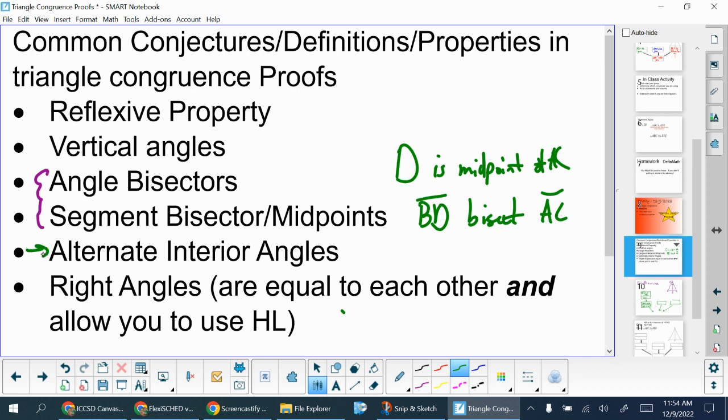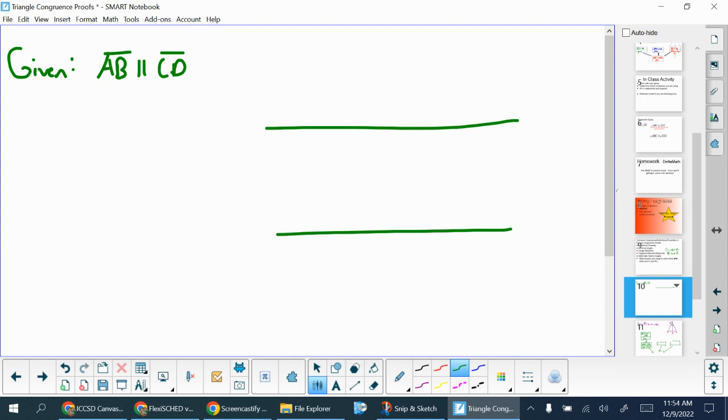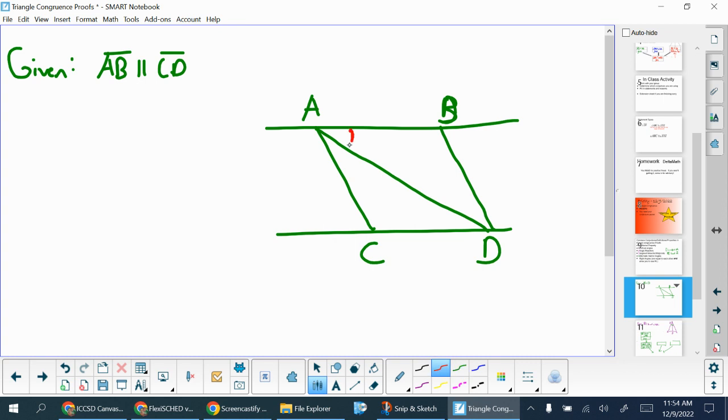Last one I'll probably mention right now is alternate interior angles. Alternate interior angles come up when you have parallel lines. So anytime you are given something that says AB is parallel to CD, you definitely need to be looking for alternate interior angles. So take a look at something like this. There's my two triangles, and AB is parallel to CD. Well, what I would know based on that is that this angle and this angle have to be congruent. Those are the alternate interior angles.